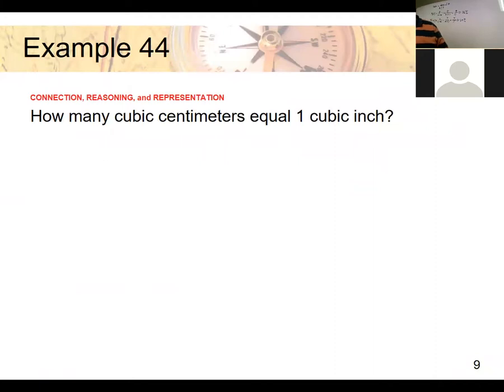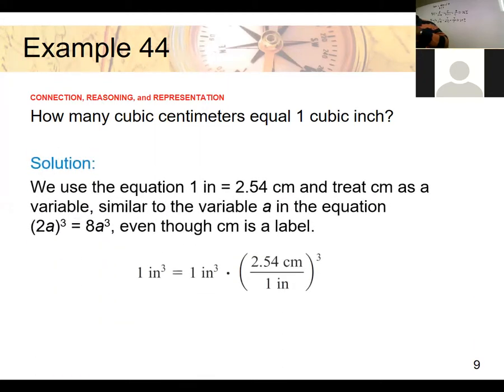In this example, we're going to look at the equivalency of cubic centimeters to 1 inch. Somewhere you might have learned, and I unfortunately didn't bring some type of table with the equivalents of centimeters to inches, that 1 inch is equivalent to 2.54 centimeters. And we're treating centimeters as a variable.